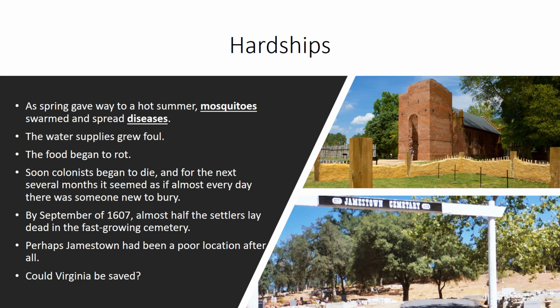Hardships. As spring gave way to a hot summer, mosquitoes swarmed and spread diseases. The water supplies grew foul. The food began to rot. Soon colonists began to die, and for the next several months it seemed as if almost every day there was someone new to bury. By September of 1607, almost half the settlers lay dead in the fast-growing cemetery. Perhaps Jamestown had been a poor location after all. Could Virginia be saved?